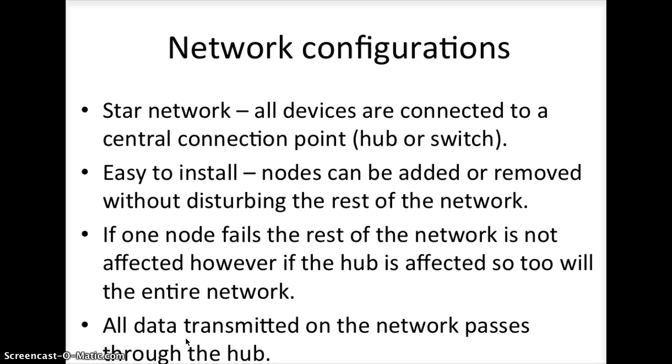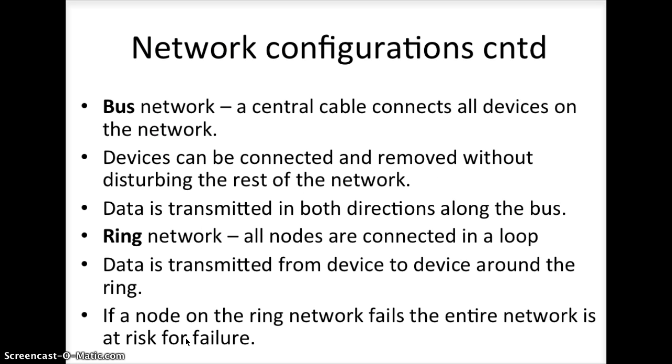So if one of the computers crashes, or if somebody's out of their office that day and has their computer shut off and locked down, the door's locked, nobody can get in there, it doesn't matter. The rest of the network will still work without that. However, if the hub at the central connection point is affected, so too could the entire network be affected. Any data that's transmitted on this network passes through that central point, which is the hub.